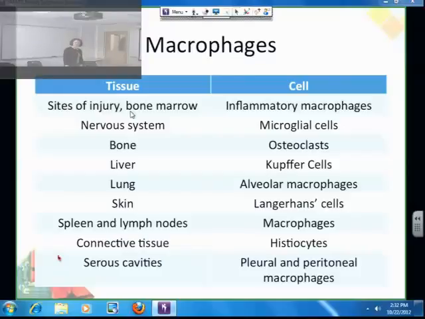Osteoclasts are actually macrophages, so you may have learned about them degrading bone. Those are actually just bone macrophages. There are Kupffer cells in the liver, alveolar macrophages in the lung, Langerhans cells in the skin. So these are all macrophages that behave extremely similarly, but we're only understanding recently how similarly. I keep alluding to the fact that they can exist in different phenotypes, and we're still confirming that that's true for all of these different types of macrophages.